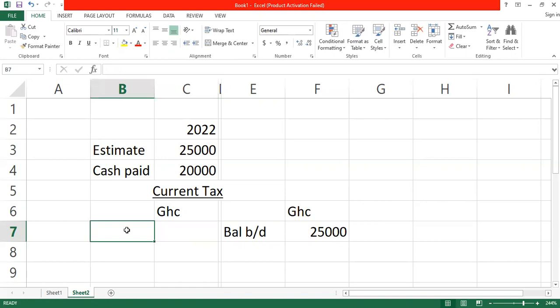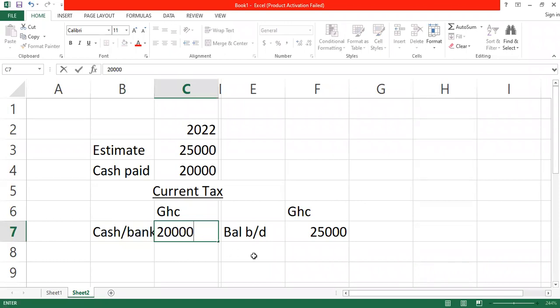You debit the tax liabilities account and credit the cash or bank. So you say cash or bank. How much is it? The amount you pay, 20,000.